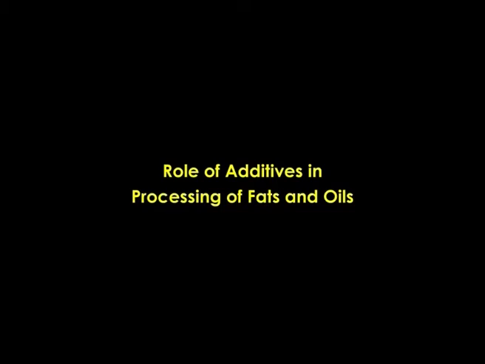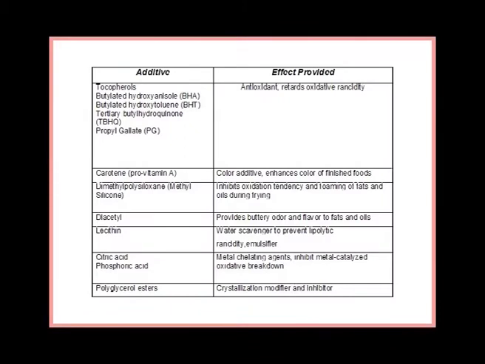Now, the role of additives in processing of fats and oils. Number 1, tocopherols, BHA, BHT provide antioxidant activity and also retard the oxidative rancidity. Number 2, carotene enhances the color of the final product. Number 3, dimethyl polysilicoxane inhibits oxidation tendency and foaming of fats and oils during frying. Number 4, diacetyl provides the buttery odor and flavor to fats and oils.